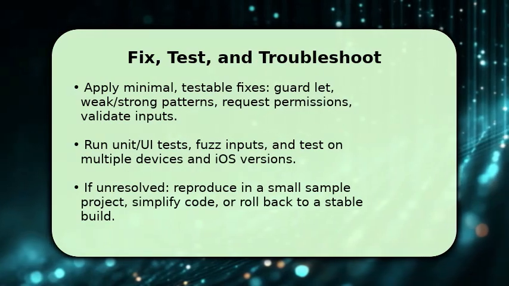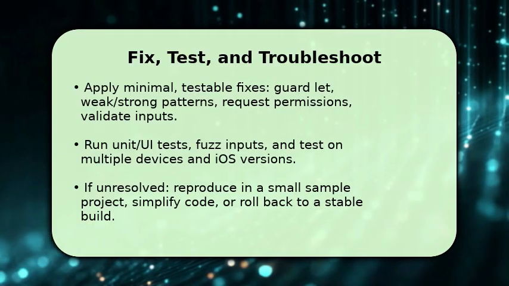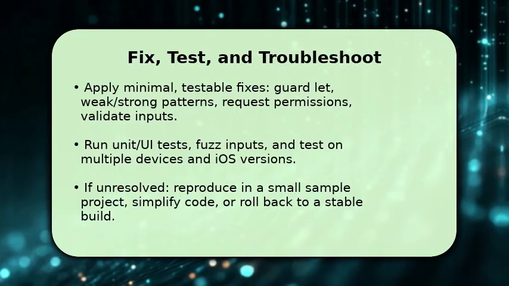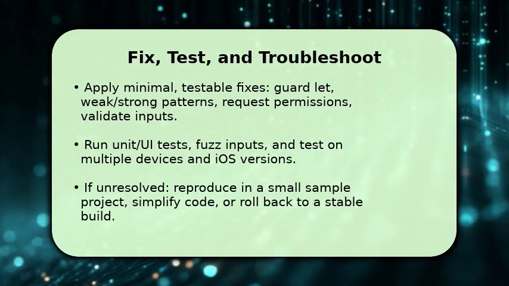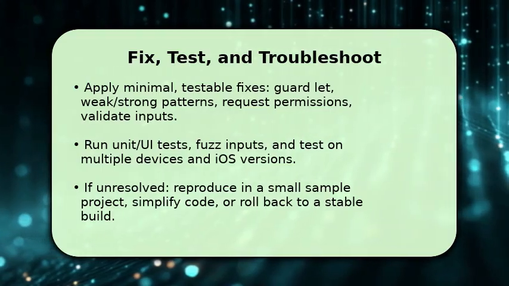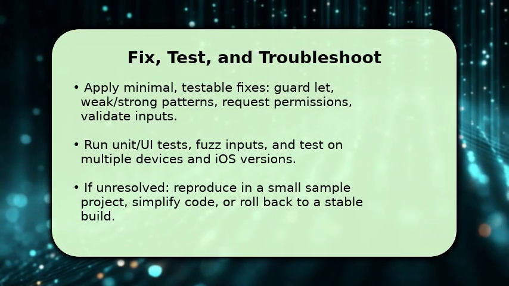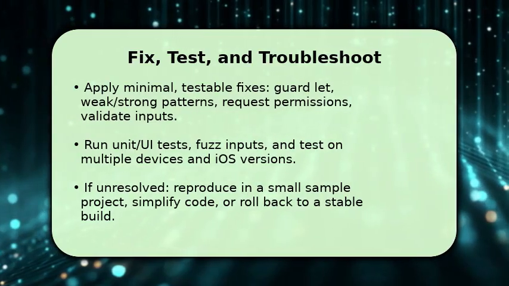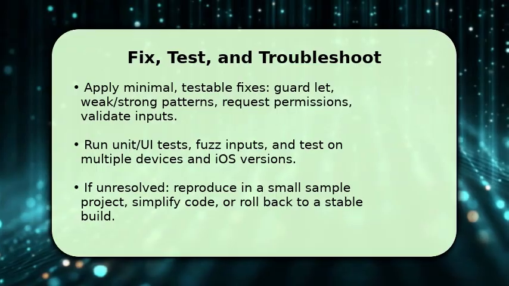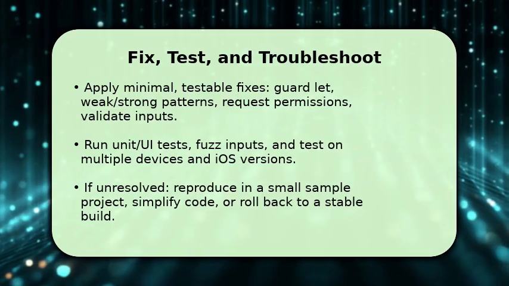Finally, implement focused fixes and verify them. Add safeguards like guard-let and input validation, fix retain cycles with weak/strong patterns, and ensure permission flows are handled. Make sure to run unit and UI tests, fuzz inputs, and test across devices and iOS versions to confirm stability. If crashes persist, reproduce the issue in a minimal sample app or temporarily roll back to a stable build while you simplify the failing code.